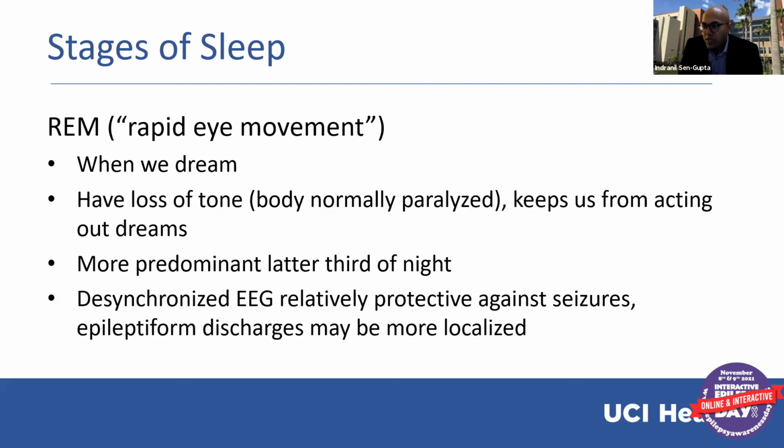During rapid eye movement sleep, when we dream, we normally have loss of body tone, so we don't act out our dreams. And this is more predominant in the latter third of the night. The EEG becomes relatively more active and desynchronized during this time. And so this stage might be relatively more protective against seizures, with the epileptiform discharges appearing more localized, as opposed to more diffuse in the earlier stages of sleep, where there's more hypersynchrony.